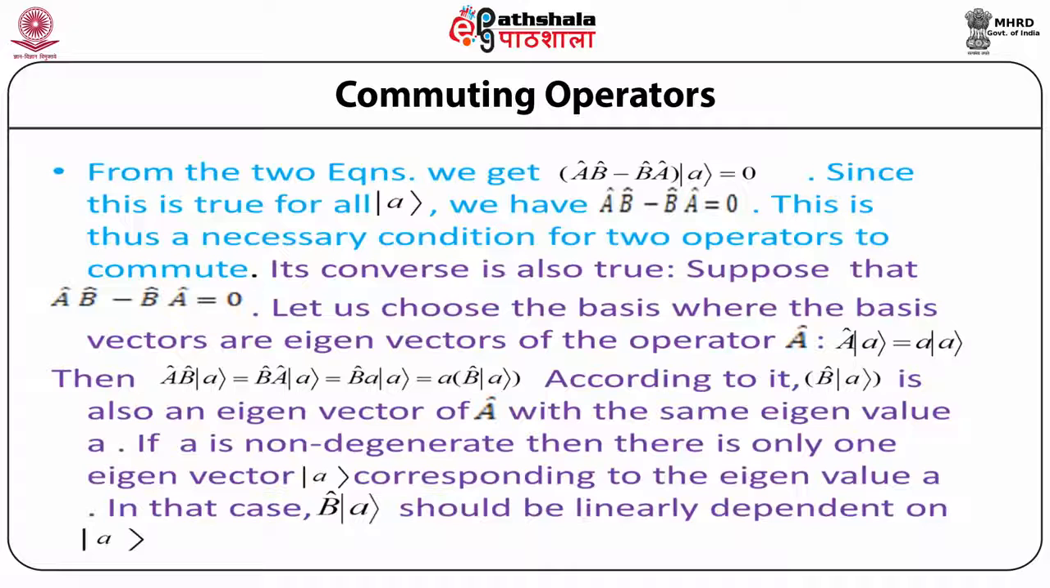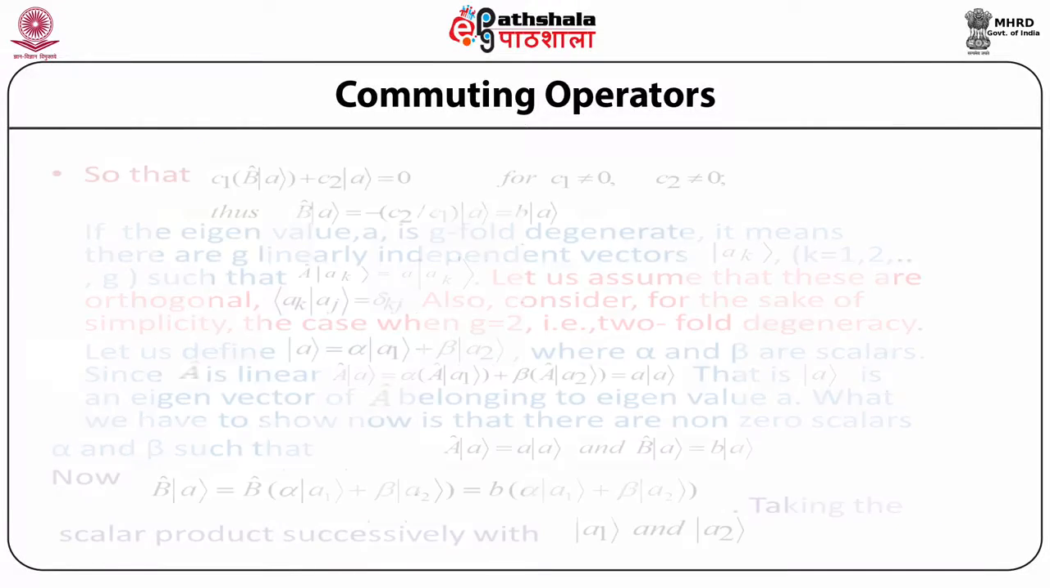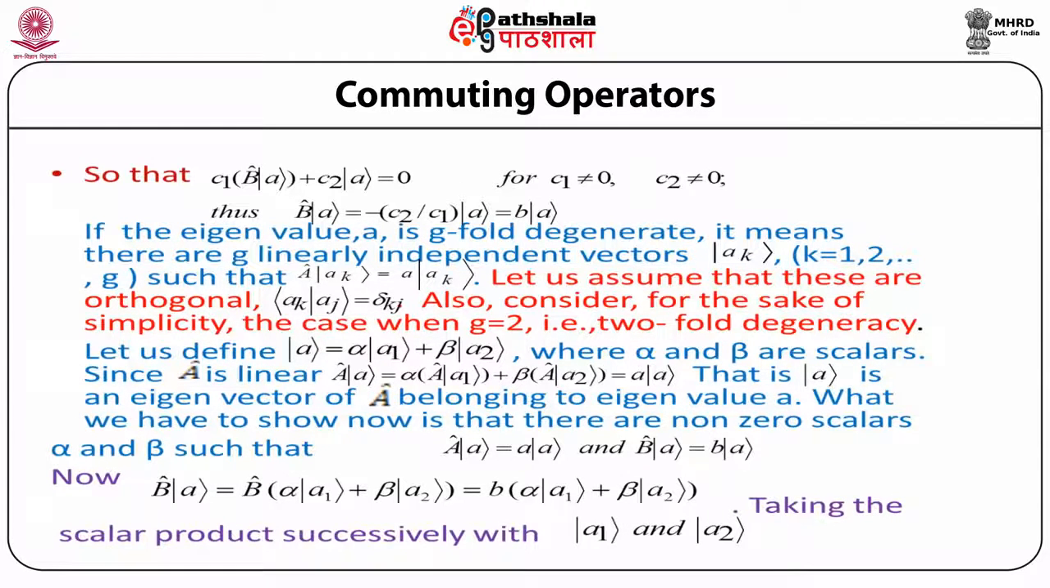In that case, operator B acting on ket vector A should be linearly dependent on the ket vector A, or can be expressed as a linear combination of the ket vector A. Commuting operators. So we are discussing the case where the eigenvalue A is non-degenerate. Then in such a case, there is only one eigenvector corresponding to the eigenvalue A, and any other operator B acting on A should be linearly dependent on A.